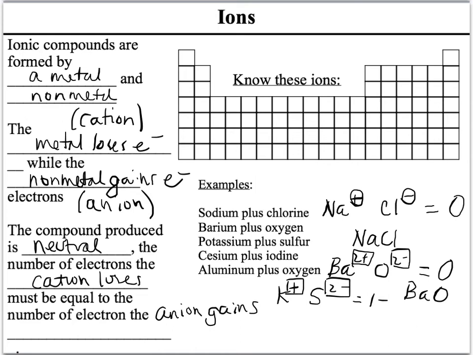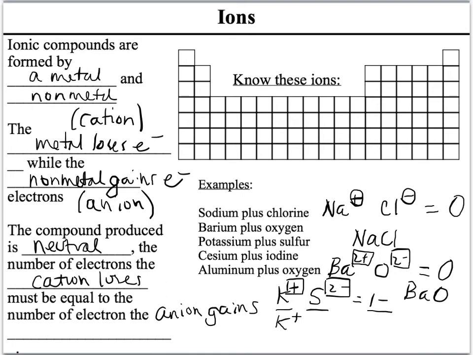But that's not 0, and 0 is our goal. So what you need to think about is, if you need to make that number 0, should you add another potassium or another sulfide? Those are your only two options. So we want to get this number to 0, and in order to do that, I would add another potassium.